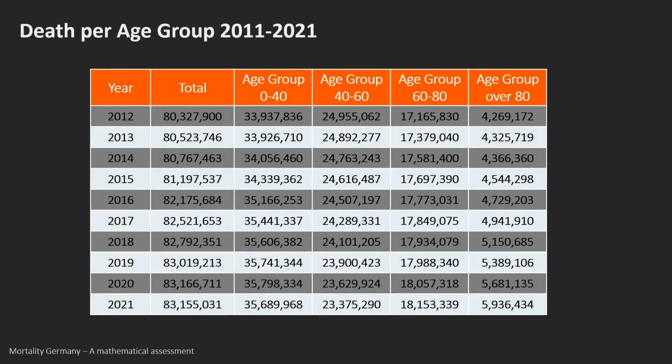Again, I want to know, compared to the population size, is there an increase or not? What is happening? Because yes, we see there are a lot more deaths coming from that age group, but if the population goes up in that age group, it means more deaths are to be expected in that age group.